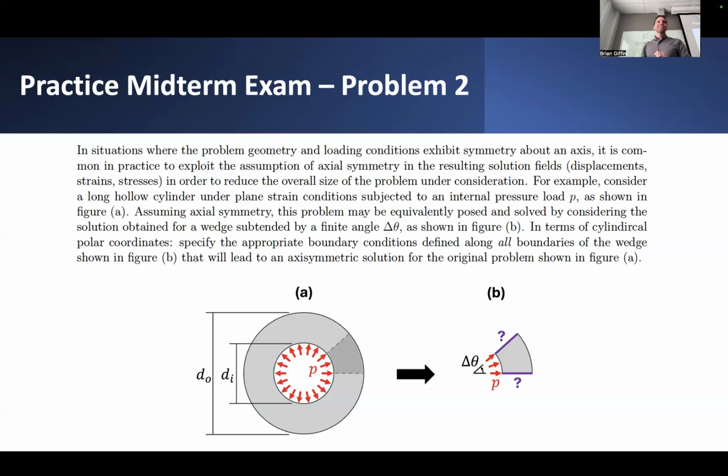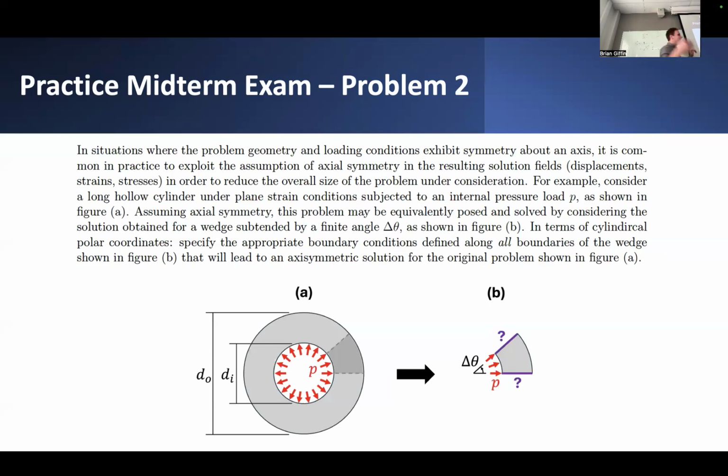So that's really what I'm asking you to do: to recognize how you set up boundary value problems, and to also exercise your intuition to figure out what these boundary conditions should look like. Should they be traction boundary conditions? Should they be displacement boundary conditions? Or should they be some combination of the two? Such that I get, again, a problem that gives me a solution equivalent to what I would get if I solved the original problem.